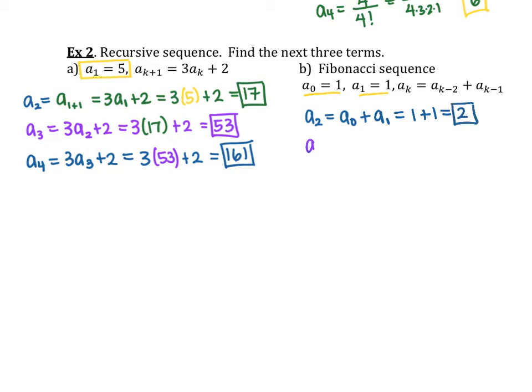Now if I want the next 3 terms, k is 3. 3 minus 2 is 1, so I want the second previous term. And then 3 minus 1 is 2, that's the first previous term. So now A3 equals A1 plus A2. A1 was given to me. A2 I just calculated on the previous step.